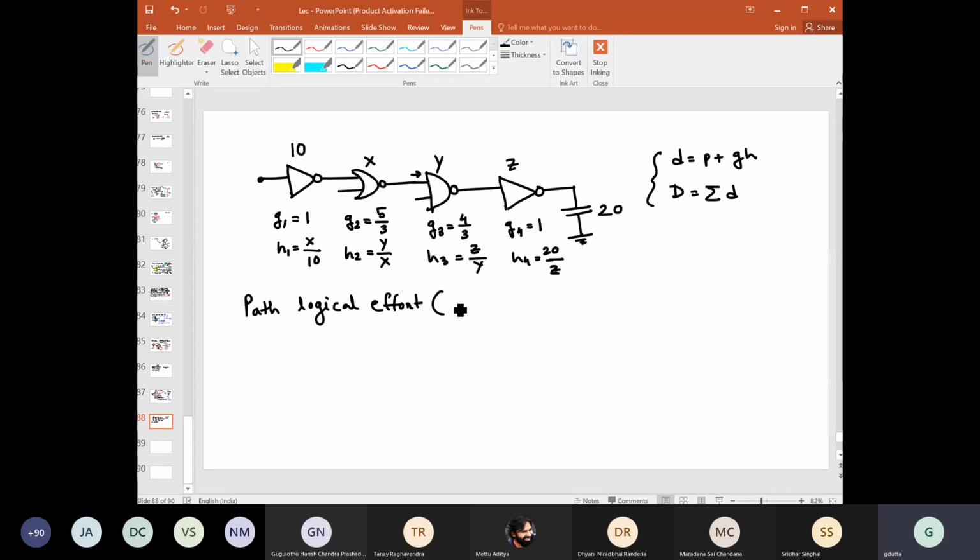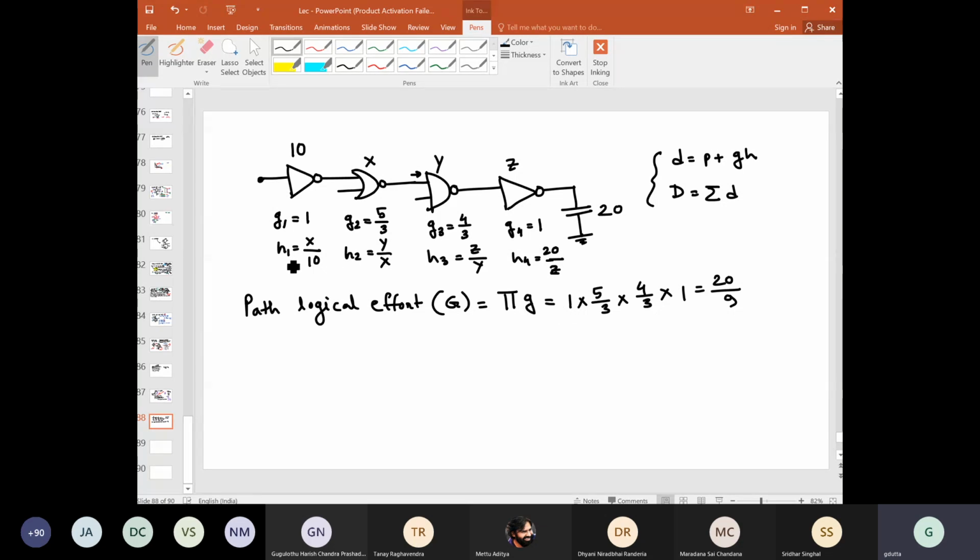right? So the path logical effort is given by capital G, and how do we find it? It will be the multiplication of the logical efforts of each individual gate, which is the product of g. We are writing it like this: 1 times 5 by 3 times 4 by 3 times 1. So you can see it will be 20 by 9, right?